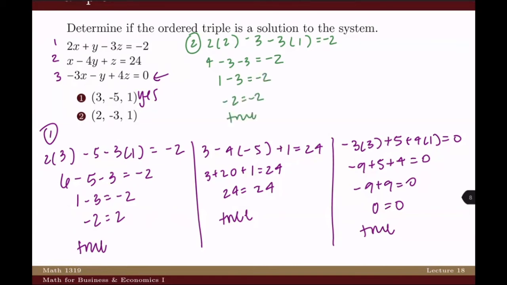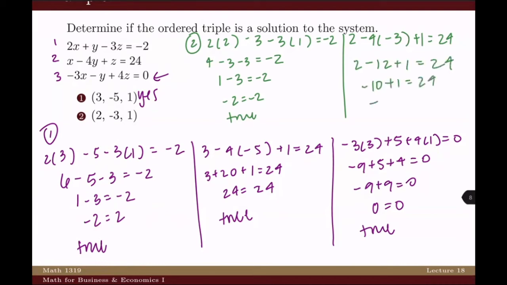And then for the second one, we'll have 2 minus 4 times negative 3 plus 1 equals 24. So it's going to be 2 minus 12 plus 1 equals 24. 2 minus 12 is negative 10. So we get negative 11 equals 24, which is false.